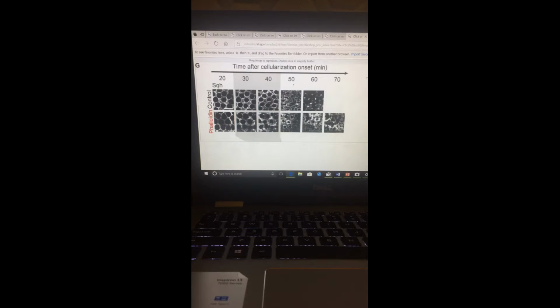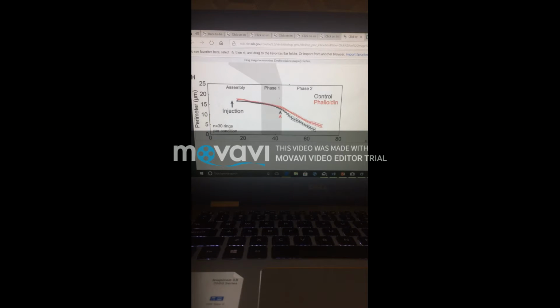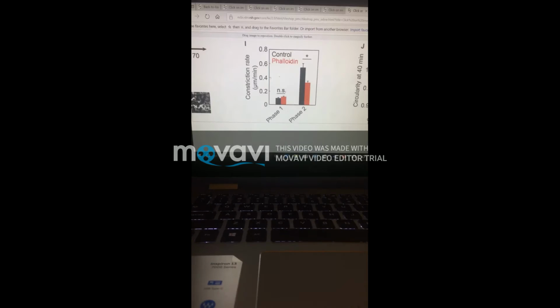The circularizing of the actomyosin rings is relatively equal for both the wild type and the phthalidin treatment. In H, the perimeter for both the mutant and the wild type decreased at a relatively equal pace, with the phthalidin treatment being only about 1 to 2 minutes later.